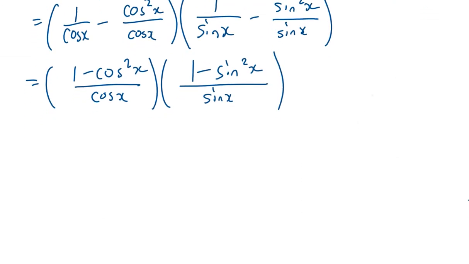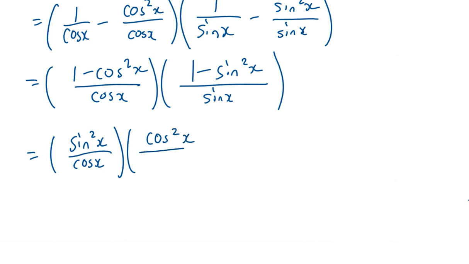And these are both Pythagorean identities, so that works out to sine squared x over cos x times cos squared x over sine x. Okay, and then again, because this is all multiplying, I can do one of these sines. It's sine squared x means sine x times sine x. We'll divide out with that. And one of these will divide out with that, and I'm left with a sine x and a cos x. And look at that, that is the right side.